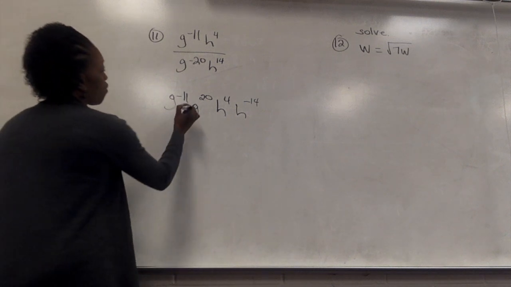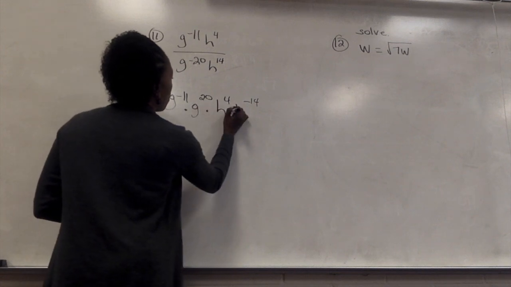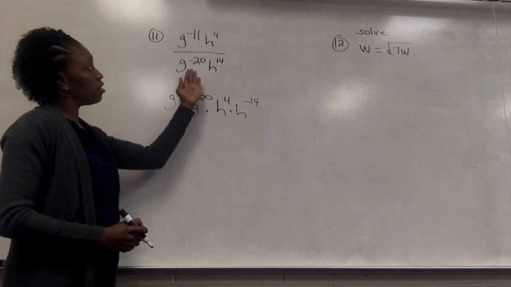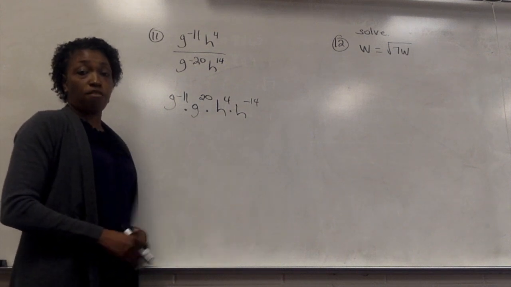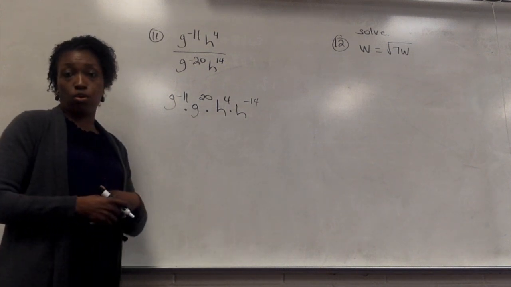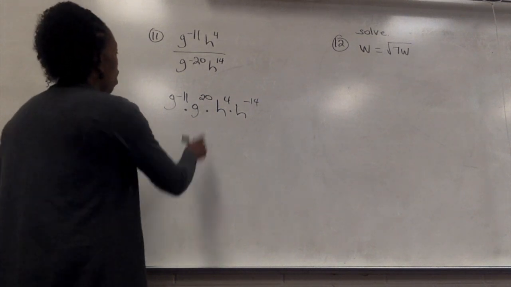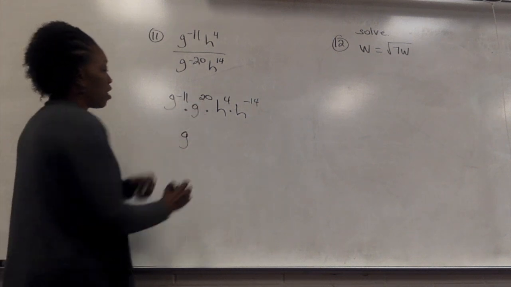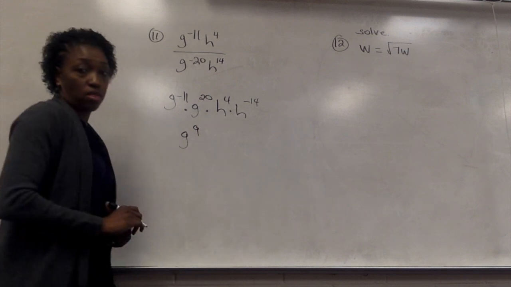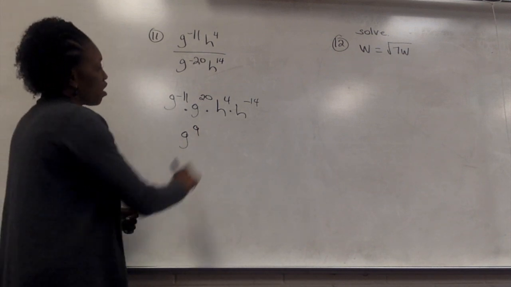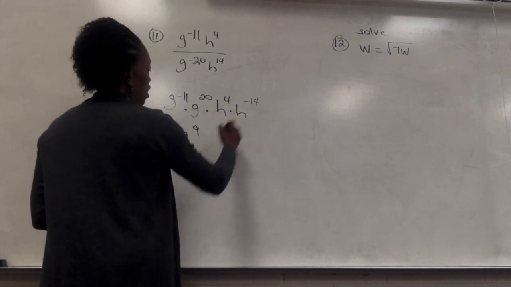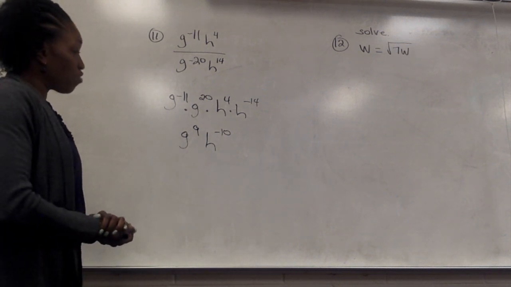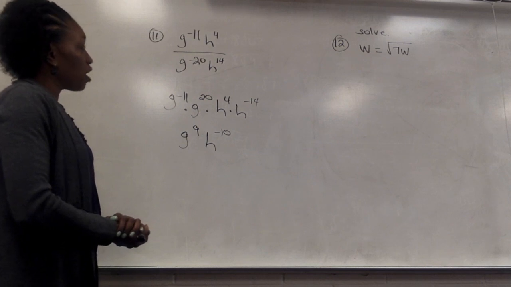Now, once you move everything up to the numerator, remember you are multiplying all of them now. Sometimes you can get confused if you want to subtract, but it's easier if you have them in multiplication form so that you can just add your exponents. So on my g, I have a negative 11 and a positive 20. That's going to give me a positive 9. On my h, if I add 4 and negative 14, that's going to give me a negative 10. So now I have my final answer as g to the 9th, h to the negative 10th.